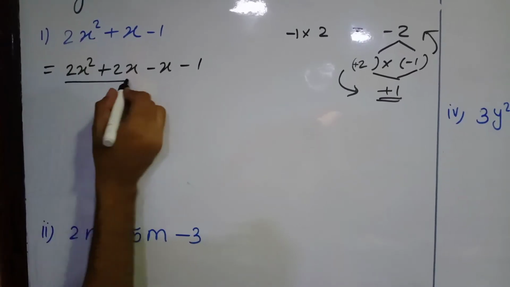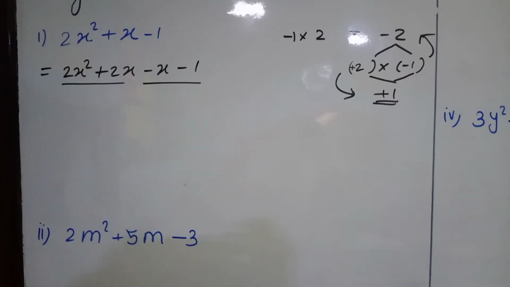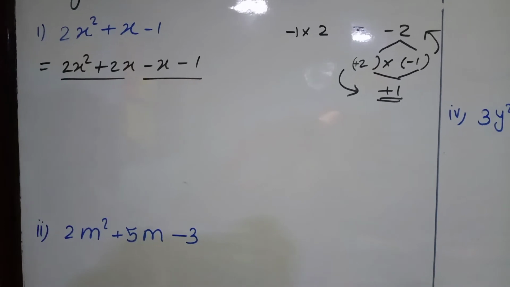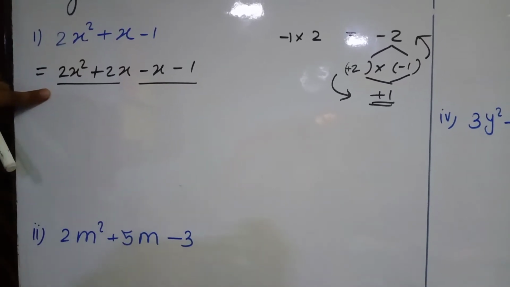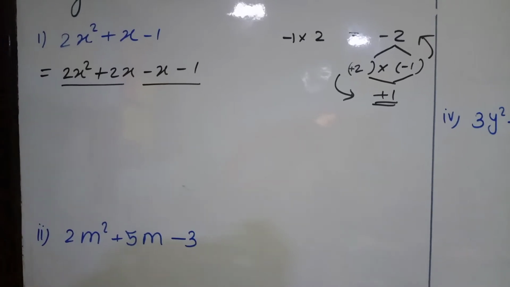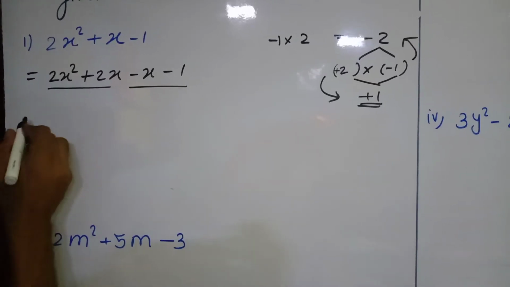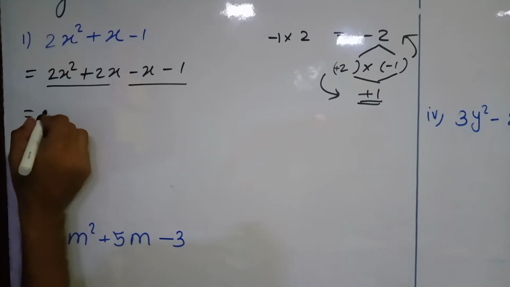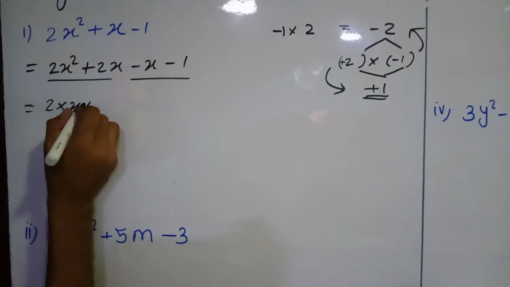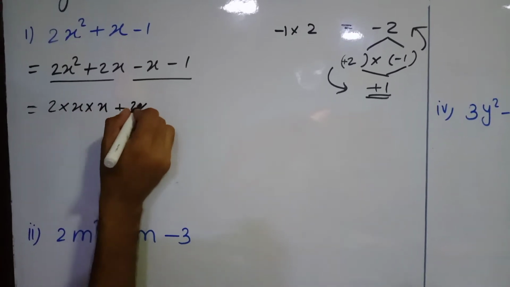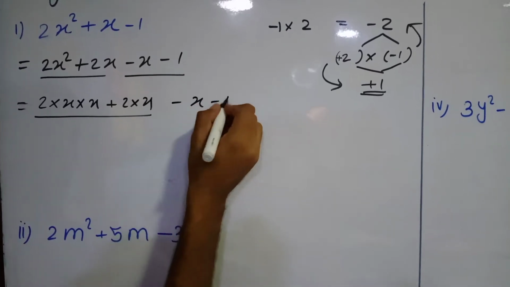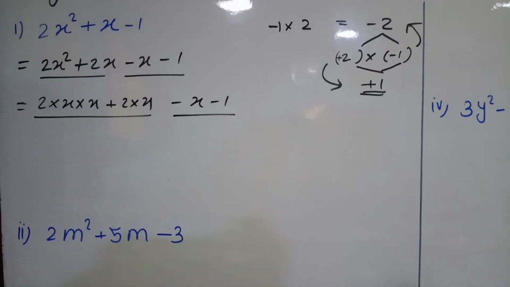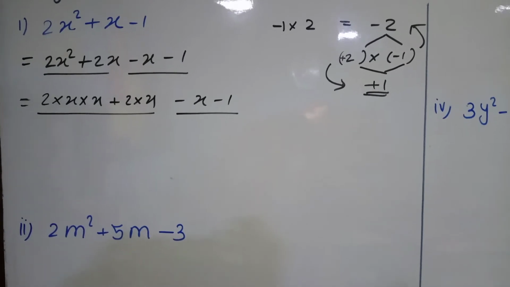Now you should make the pair of 2 terms each. You can see the next step we are going to do is take the common factor. This is difficult to take directly, so let's take one more step: 2 into x plus 2 into x, our first term, minus x minus 1. There is nothing to do in multiplication or expanding.